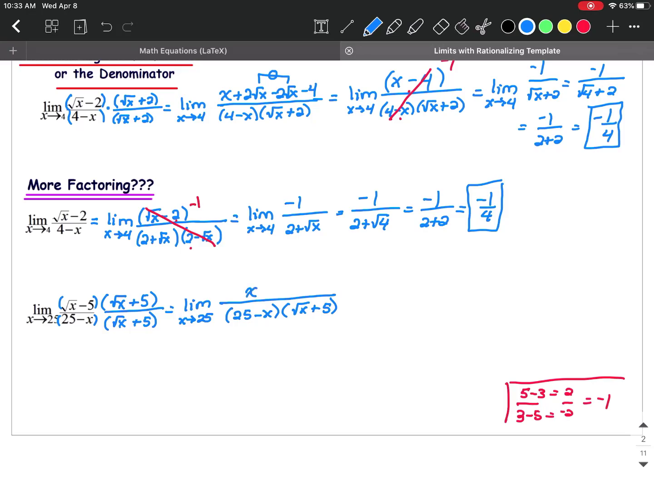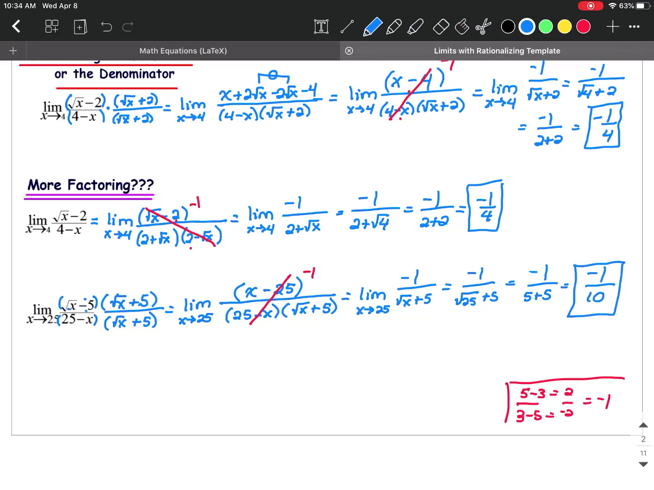Radical x times radical x is x. Radical x times 5 is 5 radical x, but then I'm going to get a negative 5 radical x, which is going to add to 0. And then negative 5 times positive 5 is minus 25. Okay, do we have any matching factors? No, but these are reversed around a subtraction sign, so they do divide to a negative 1. So this is the limit as x approaches 25 of negative 1 over the square root of x plus 5. So we substitute negative 1 over the square root of 25 plus 5, which is negative 1 over 5 plus 5, which is negative 1/10.